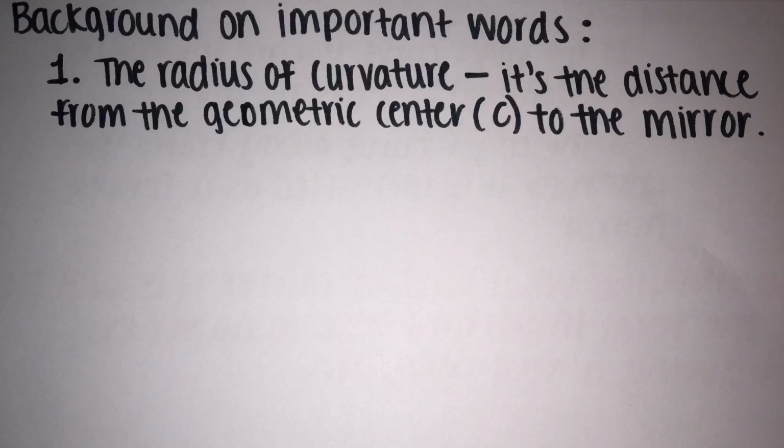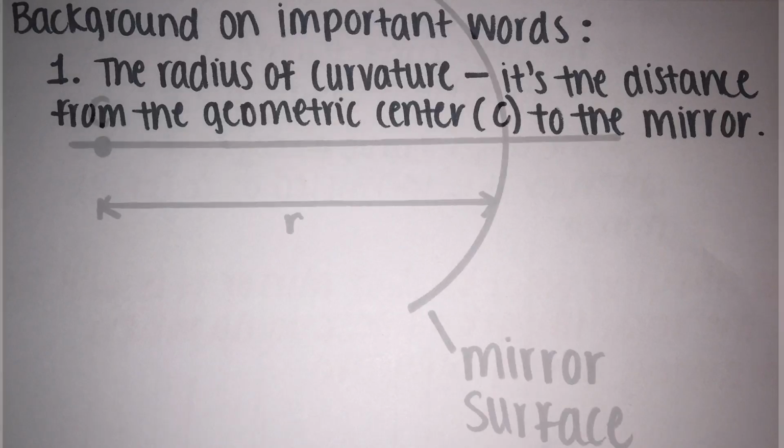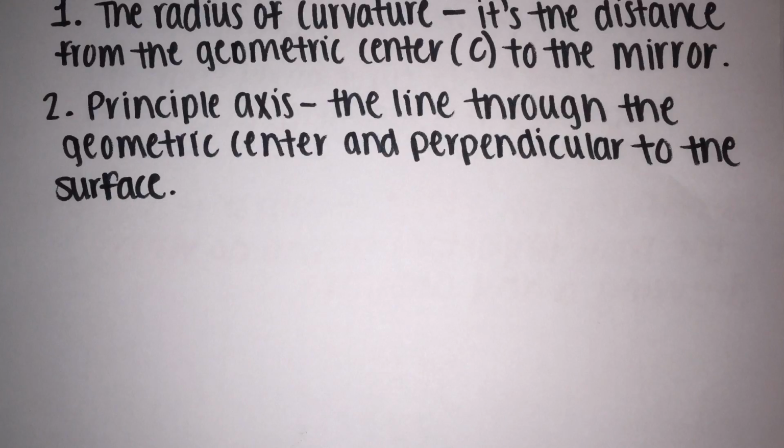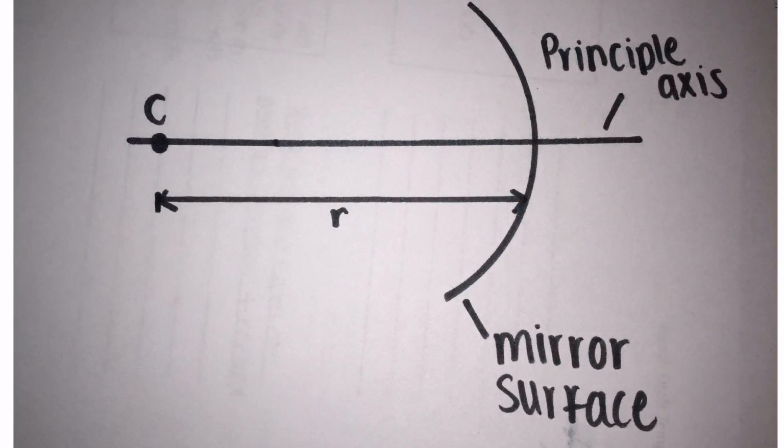Background on important words. 1. The radius of curvature is the distance from the geometric center to the mirror. Here's where the mirror surface is located. 2. Principal axis, the line through the geometric center and perpendicular to the surface. Here's where the principal axis is located.